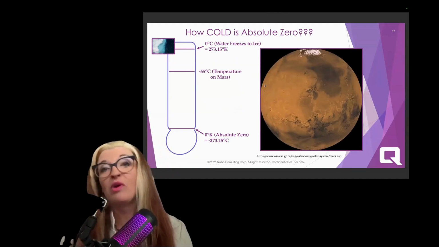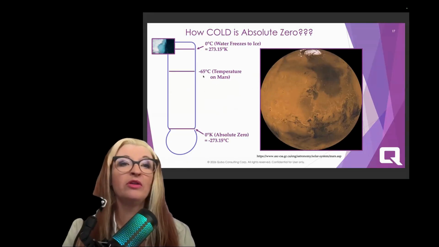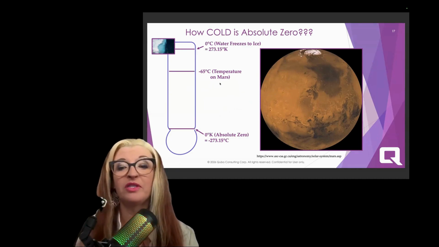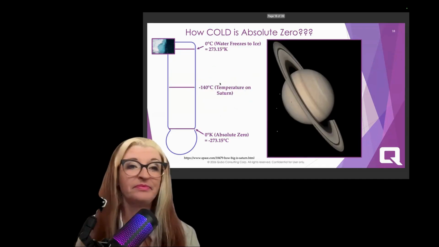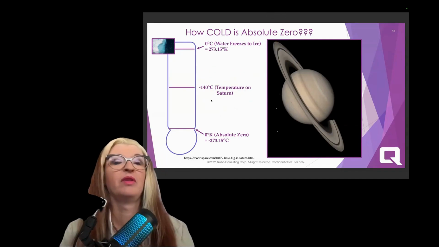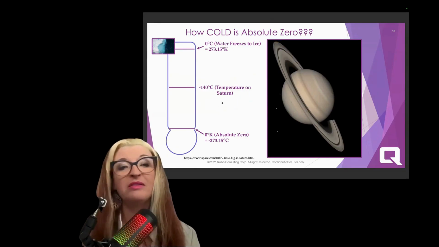Also, even colder, the temperature on Mars. The average temperature on Mars is minus 65 degrees Celsius. Still a lot warmer than a superconducting circuit. Okay, another planet. The temperature on Saturn is minus 140.